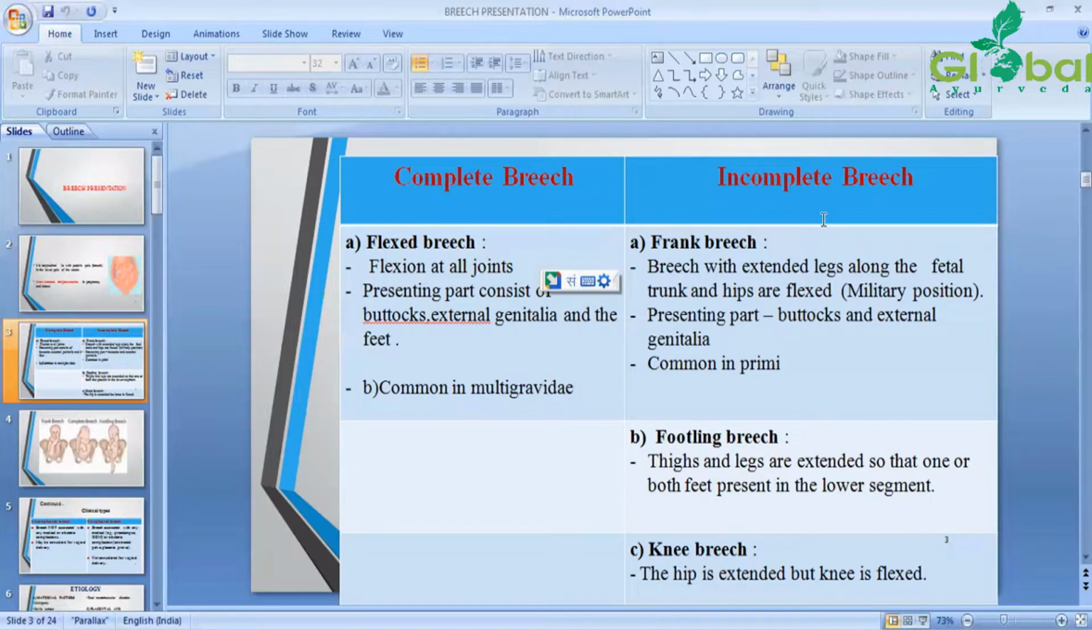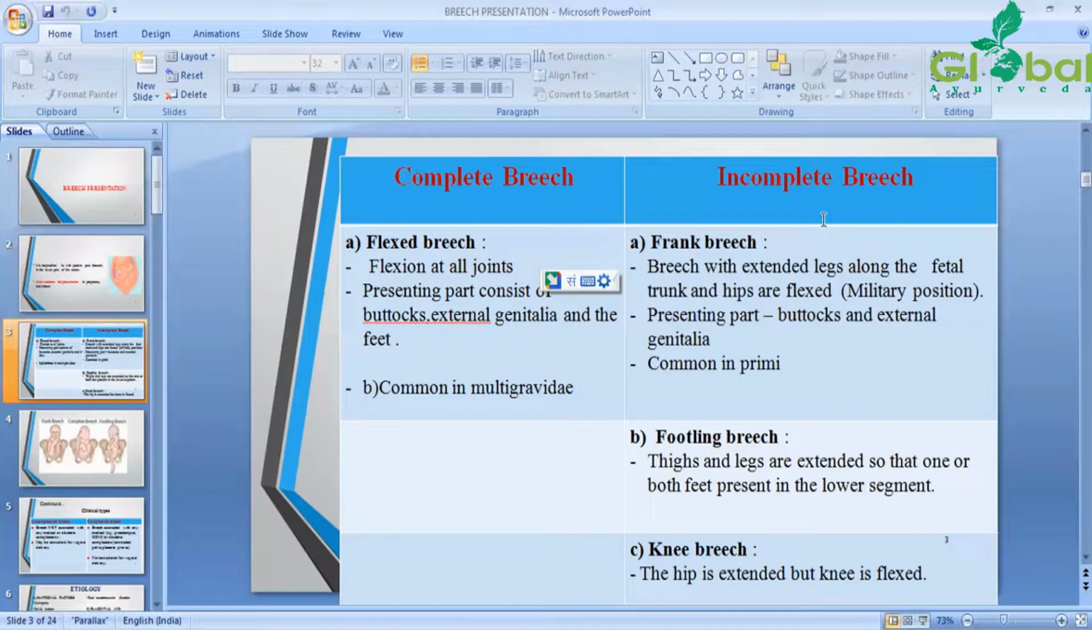Then coming to incomplete breech, there are mainly three types: frank breech, footling breech and knee breech. Frank breech means breech with extended legs along the fetal trunk. That means hips are flexed and the legs are extended along the fetal trunk. This is also known as the military position, and the presenting part consists of buttocks and external genitalia. Frank breech is common in primipara women.